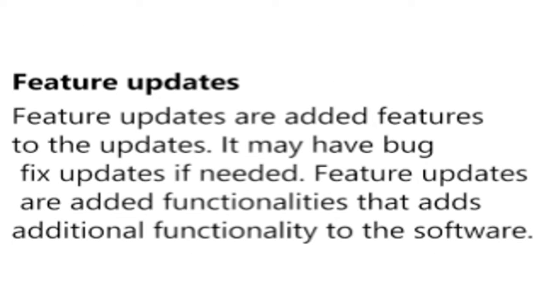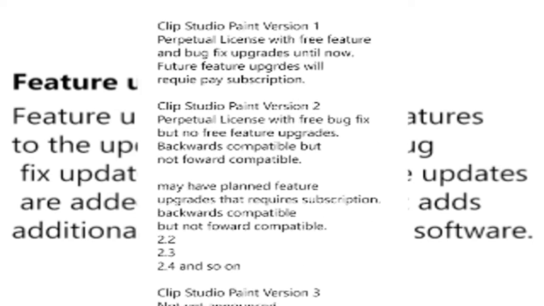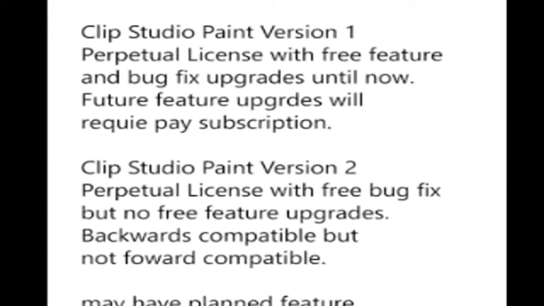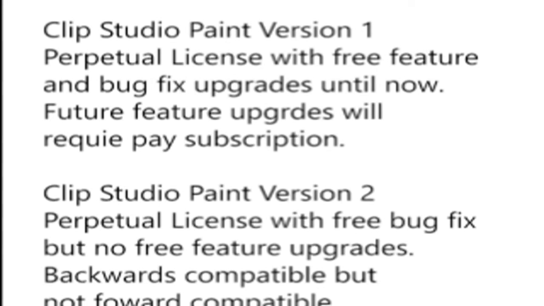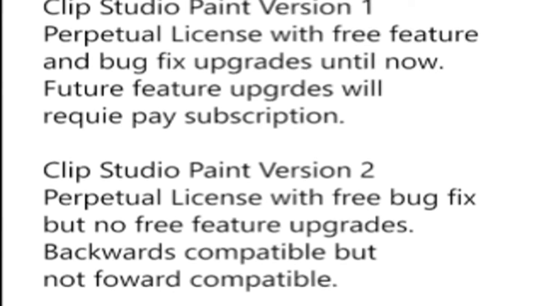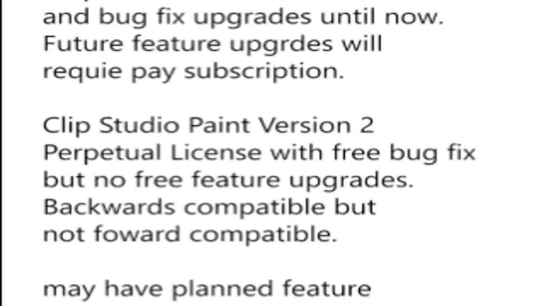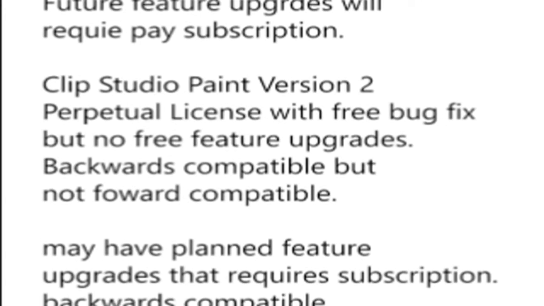Feature updates are updates that add features. They may include bug fixes if needed. Feature updates add functionality to the software. So, if you bought Clip Studio Paint version 1, it had feature and bug fix updates for free, and you can keep using that at no additional cost forever. You can use it as long as you want and as long as your computer can run it.